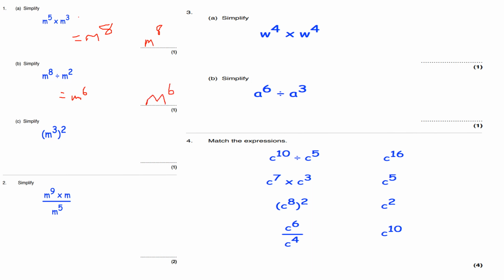Okay, this next one, m cubed all squared. Well, if it's a bracket raised to a power, then you just multiply the powers together. So m to the power of 3 times 2, which will be 6. So m to the power of 6, guys.